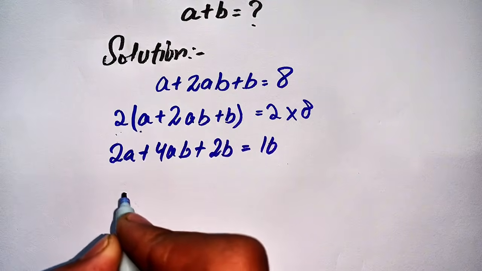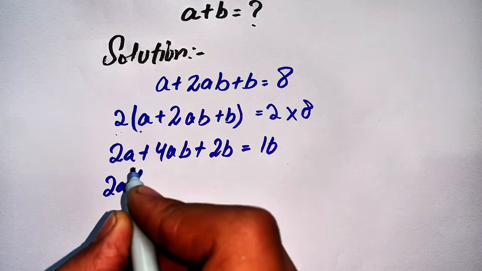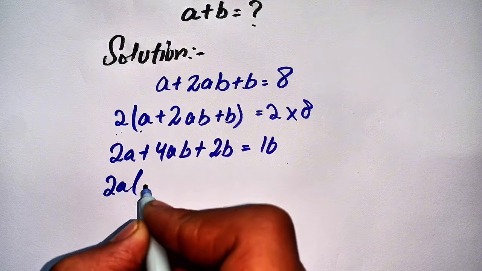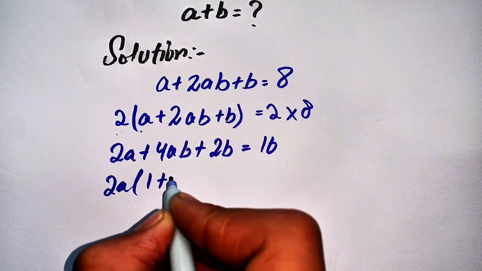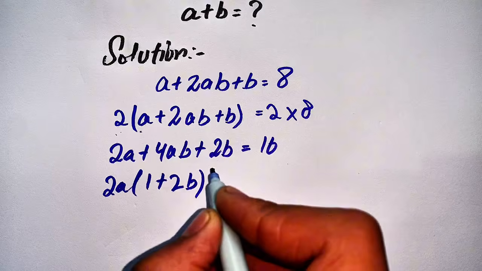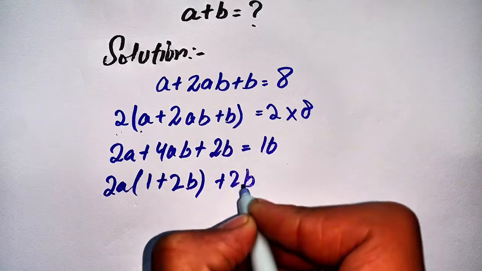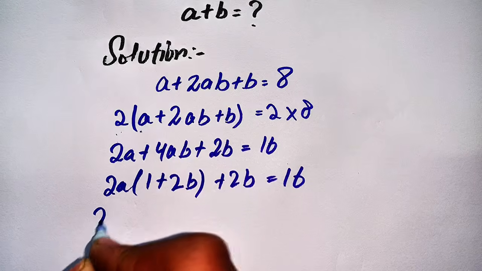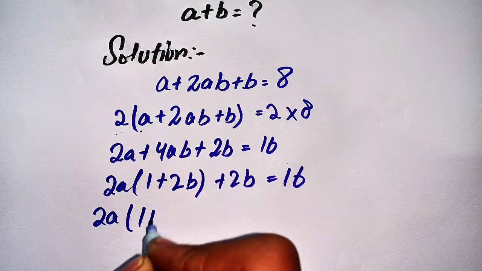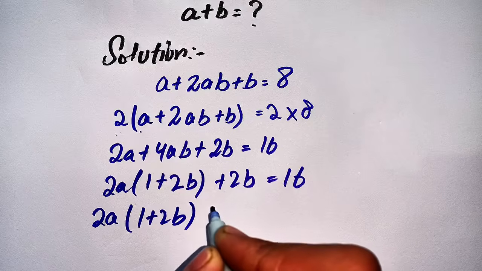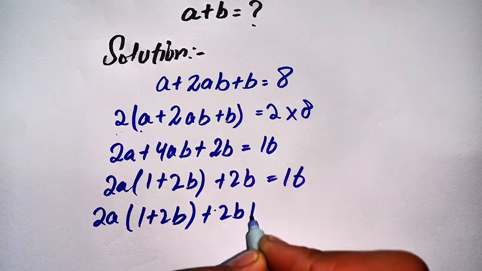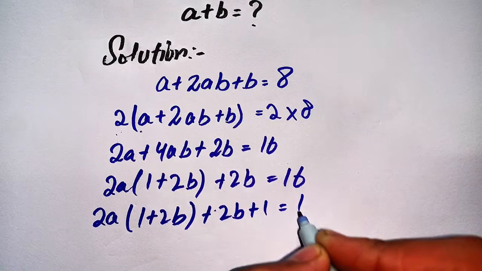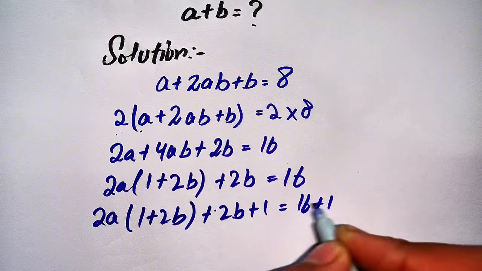In the next step, 2a into 1 plus 2b plus 2b is equal to 16. 2a into 1 plus 2b plus 2b plus 1 is equal to 16 plus 1. Add 1 to both sides.